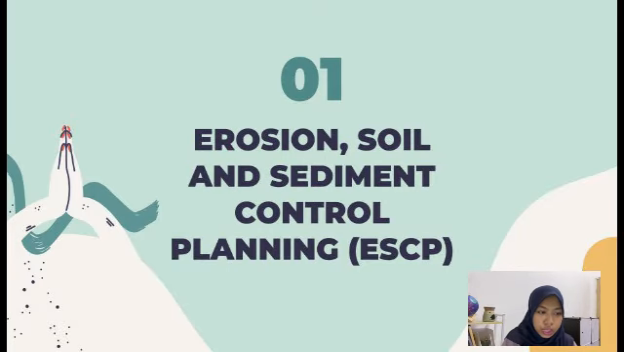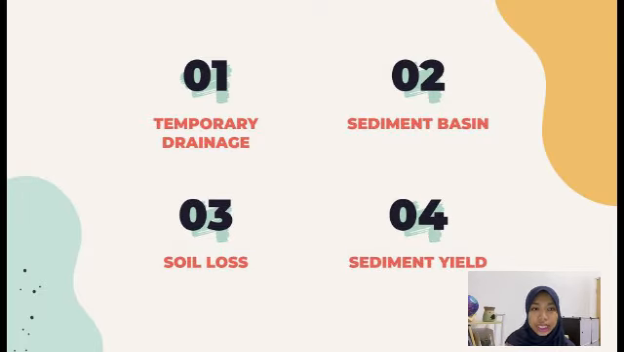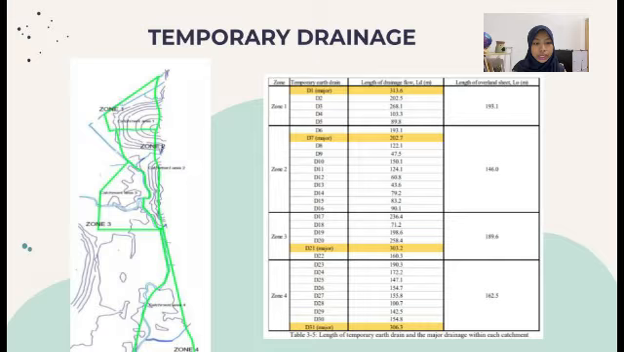Erosion and sediment control is one of the most concerning issues for many large-scale construction projects. The job scope for the ESCP department is divided into 4 elements: number 1, temporary drainage, number 2, sediment basin, number 3, soil loss, and number 4, sediment yield. Temporary earth drains shall be constructed to channel surface runoff before the start of land clearing in the project. Thus, in this project, temporary earth drains will be provided within the boundary of the project site.